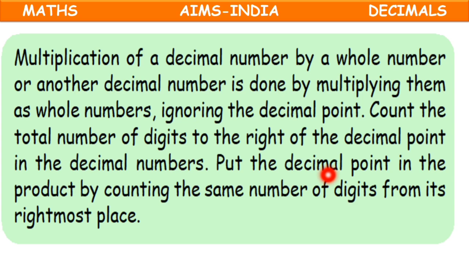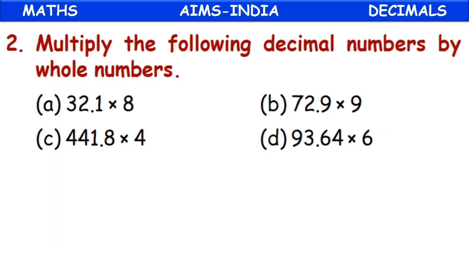Multiplication of a decimal number by a whole number or another decimal number is done by multiplying them as whole numbers, ignoring the decimal point. Count the total number of digits to the right of the decimal point in the decimal number. Put the decimal point in the product by counting the same number of digits from its rightmost place.